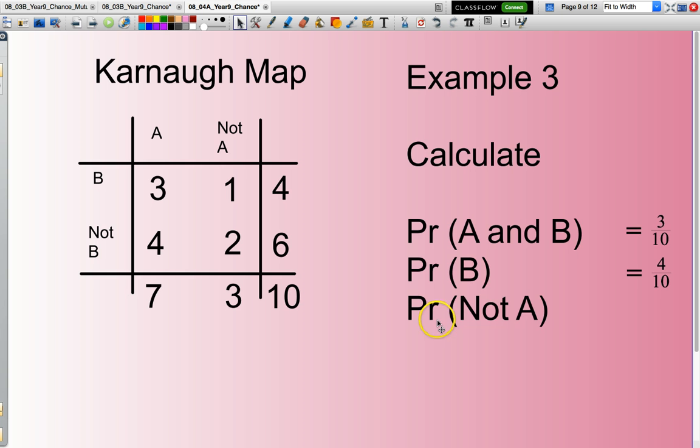And what about the probability of not being in A? Well, let's look at the not A in the column. How many are not in A? There are 3. So there you have it. 3 examples using Karnaugh maps. I hope these examples have enhanced your understanding of working with probability.